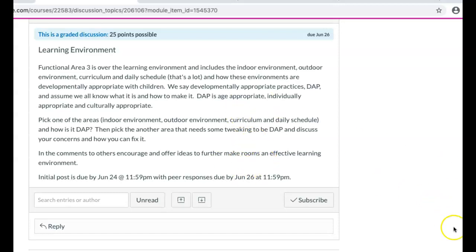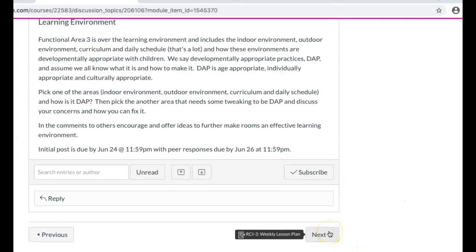Think about the rooms that you're coming from or the rooms that you're going to create. Your initial posts are due by June 24th and your responses by the 26th.